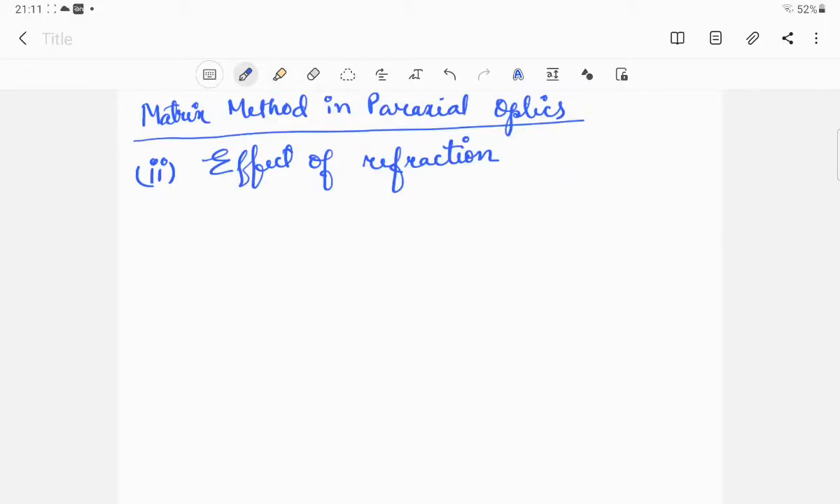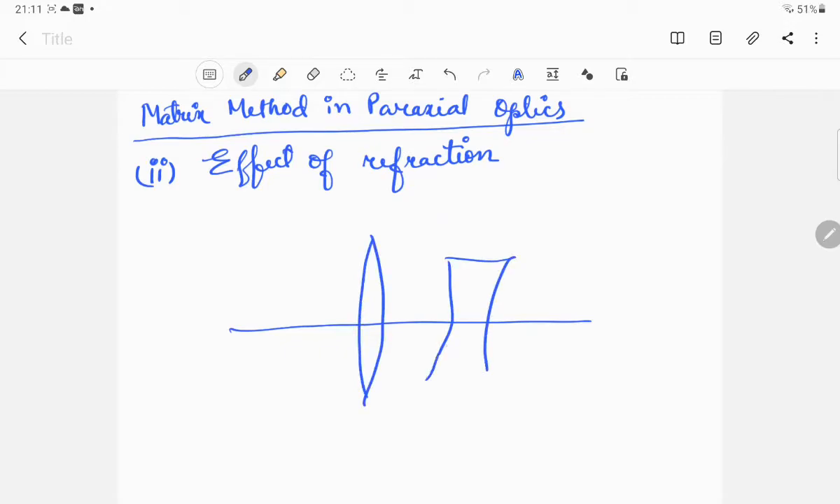Students, today we are going to discuss the second part of matrix method in paraxial optics, that is regarding the effect of refraction. Again, I would like to tell you that in the previous video I discussed that whenever a ray of light is passing through an optical system, like this, then like this, and then like this, the ray of light undergoes two types of operations.